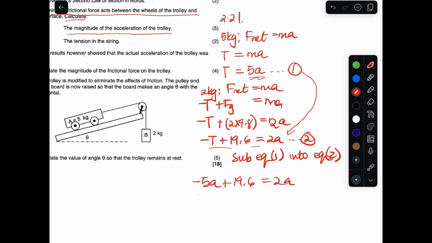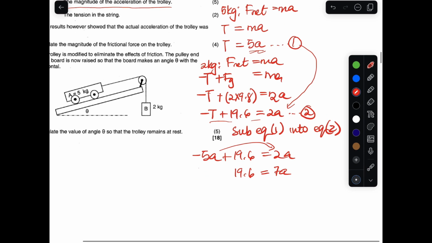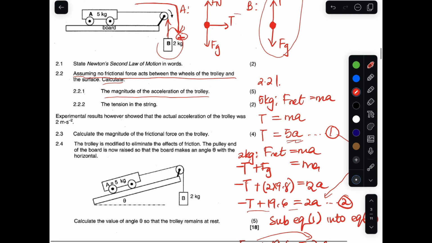Right? So what are we going to have? It's going to be 19.6. When we transpose this to that side, it's going to be 7A. So when we divide 19.6 by 7, it's going to be 2.8. So the answer here is 2.8 meter per second square. That's the acceleration of the system. So we're done with 2.2.1.